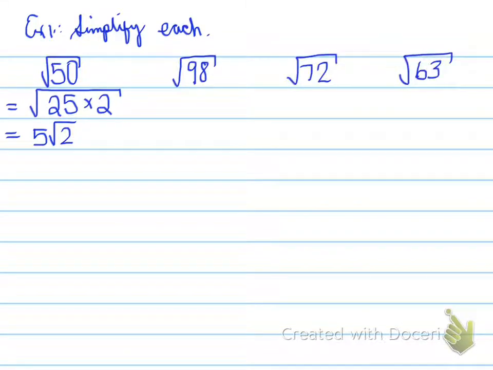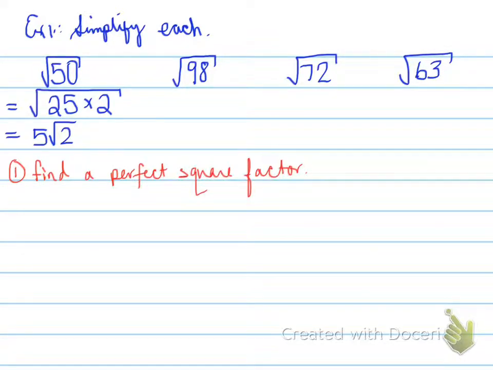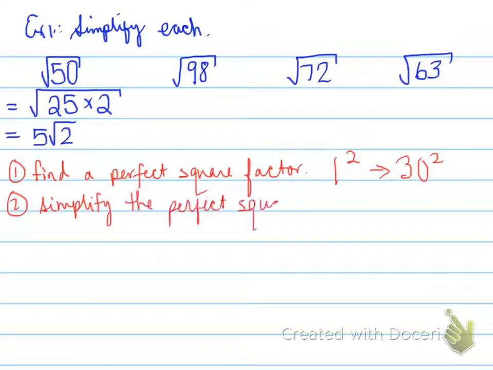Root 98, root 72, and root 63. Let's look for numbers here. Root 98 is equal to this. Now, before we do any of these, let's go over the rules. First rule is to find a perfect square factor, a number that can be divided out of the number inside the root that is a perfect square. What perfect squares do you need to know? Well, you need to know from 1 squared to 30 squared. So let's go over all of those.